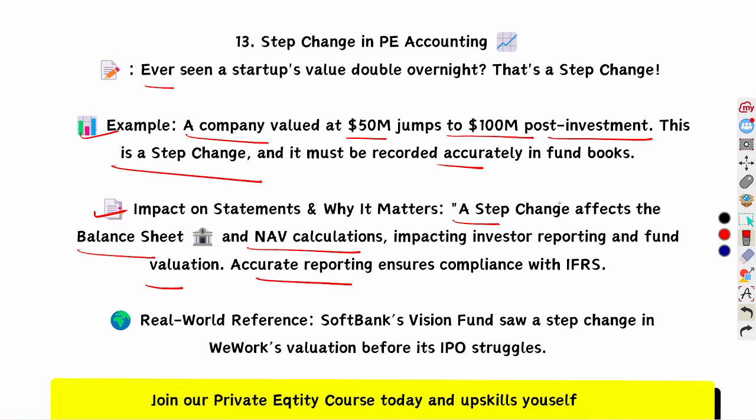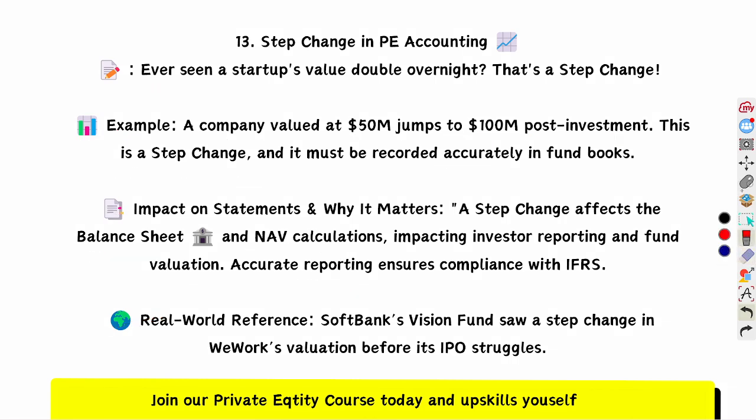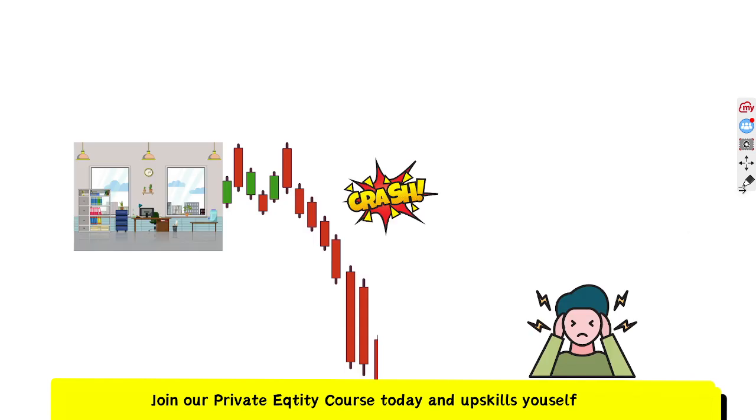Now, just for your reference, do you have any real examples to understand? Yes, we have a real example. SoftBank's Vision Fund saw a steep change in WeWork's valuation before its IPO. So what was the case and why did this happen? We'll try to understand this.